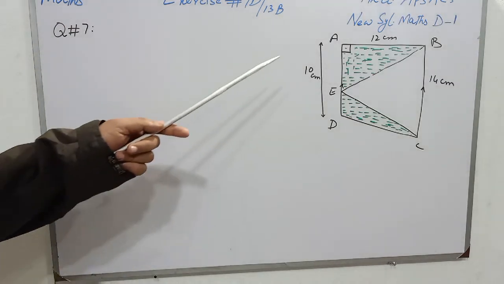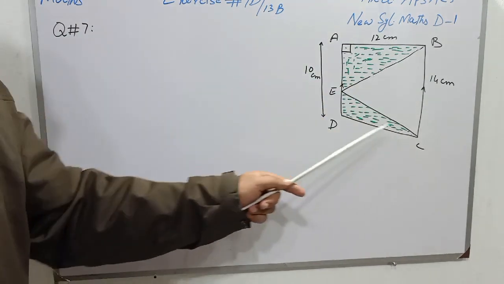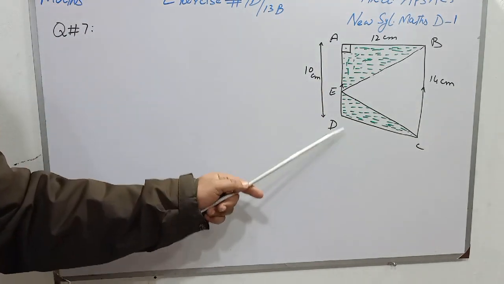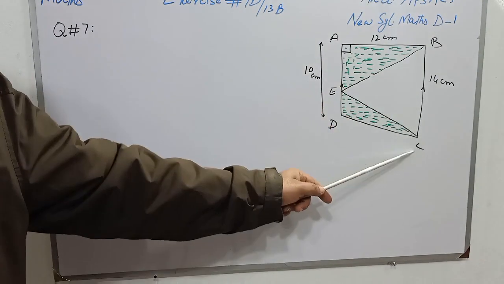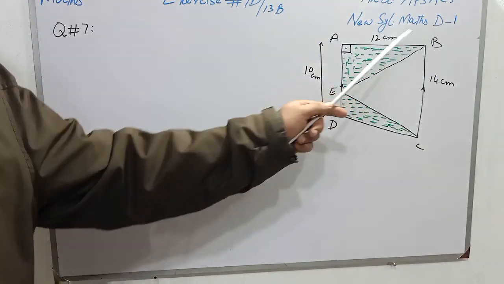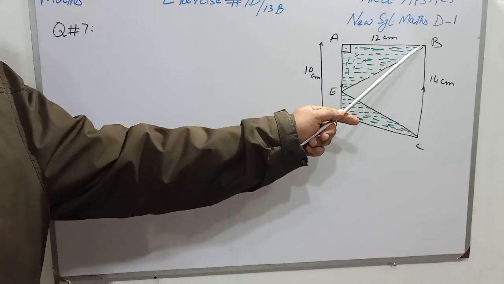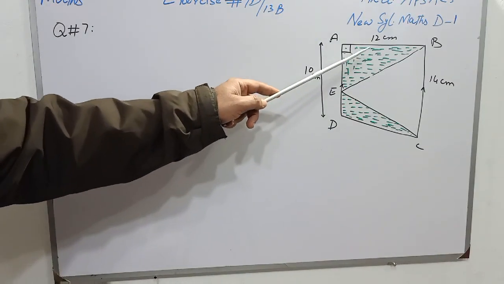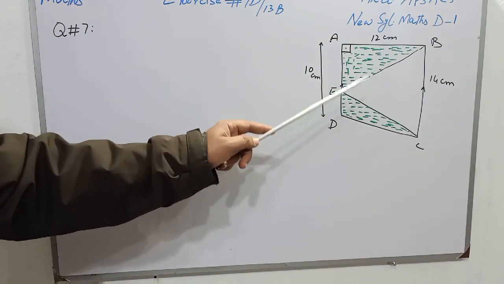Students, question number 7 of the same exercise is: ABCD is the trapezium in which AD and BC are parallel lines and AB is perpendicular, and that will be the height, and we have to find the area of the shaded region.